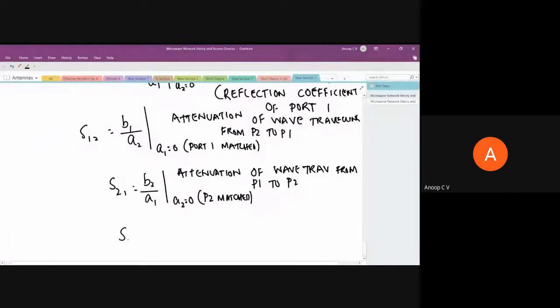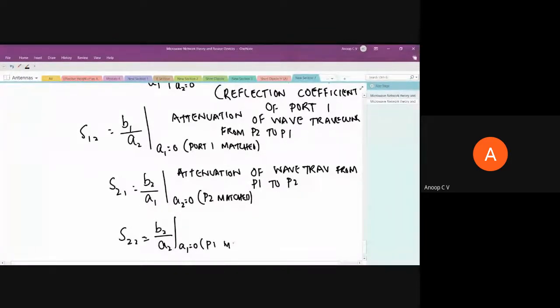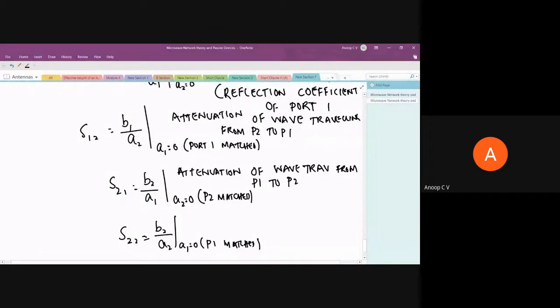And what will be S22? I want you to tell me what S22 is. S22 will be B2 by A2 when A1 is 0, that is port 1 matched. What will this be? Whether it is attenuation or reflection coefficient, what is that? What you have to keep in mind is, as the voltage and current can be complex, these S11, S12 and all those things also can be complex. Mostly it will be complex.